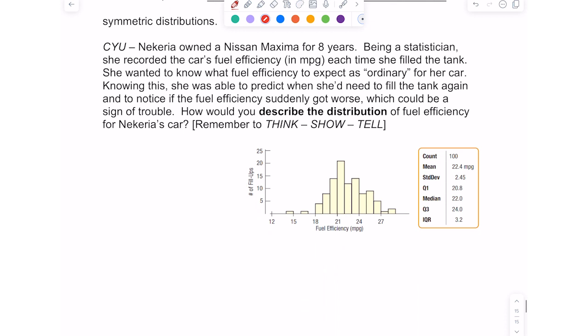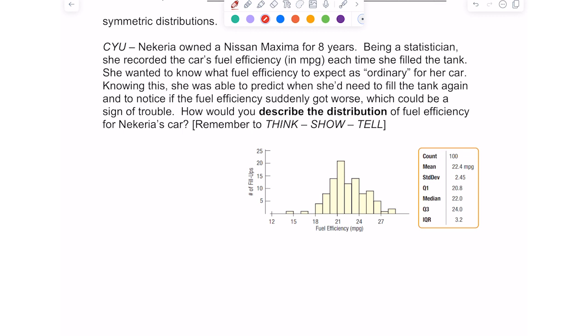So what I would like you to do now is pause and read the problem, and then try this problem on your own. When you're ready to unpause and do the problem, you can follow along with me. Nakiria owned a Nissan Maxima for 8 years. Being a statistician, she recorded the car's fuel efficiency in miles per gallon each time she filled the tank. She wanted to know what fuel efficiency to expect as ordinary for her car. Knowing this, she was able to predict when she'd need to fill the tank again and to notice if the fuel efficiency suddenly got worse, which could be a sign of trouble.